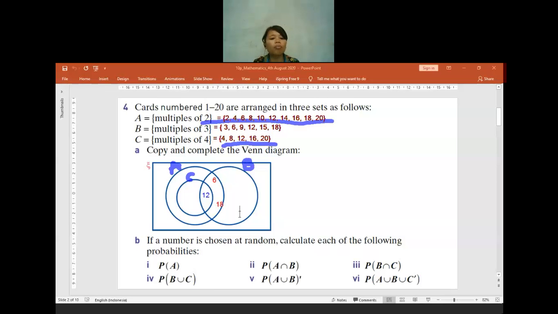Now we can complete the circle. We can start from C. For the circle C, we already have the 12. So what number else haven't been in the circle C? 4, and then 8, 16, 20. Is there anyone who gets confused so far?